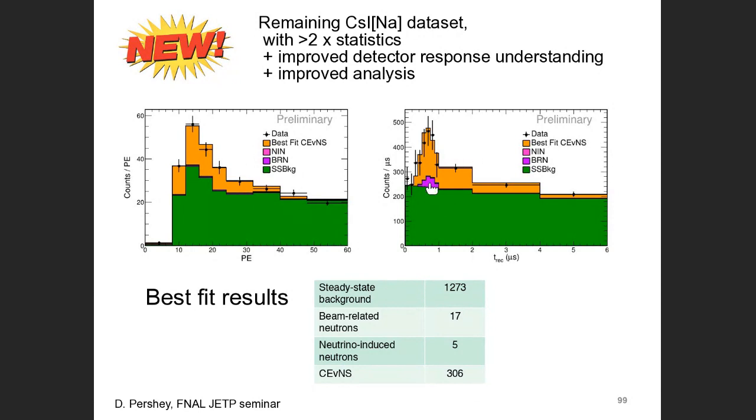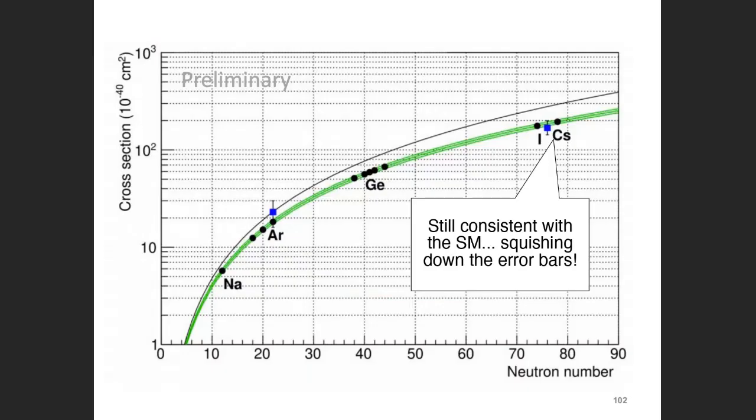This purple here is the beam-related neutrons. You can see it's small and it's pretty much all prompt. And the orange is the best fit 7. So this is actually an extremely clean signal. And this is now our n-squared plot.